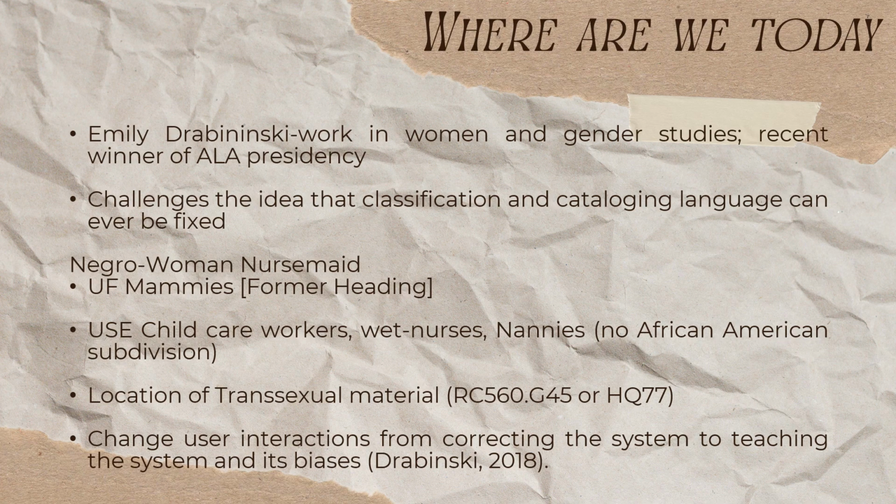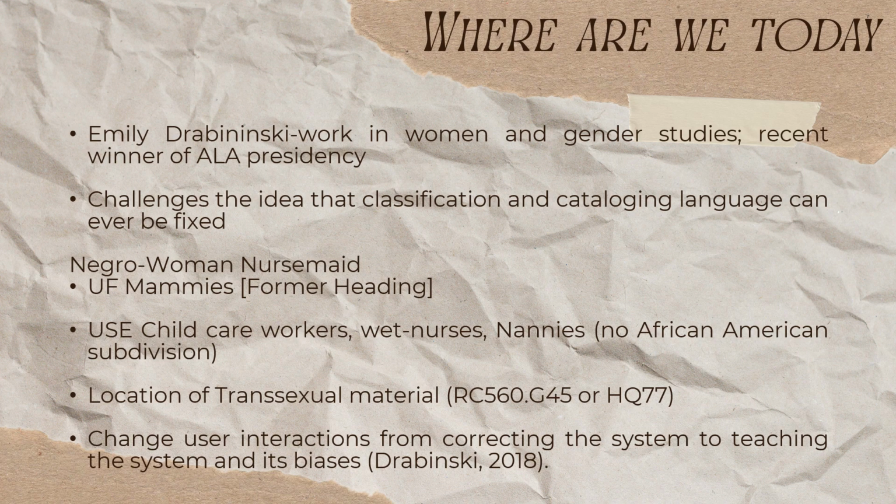But do we really want to change? Emily Drabinski, known for her work in women and gender studies librarianship and recent winner of the ALA presidency, has been writing of a new way of addressing the inequities of the Library of Congress subject headings. She challenges the idea that the classification and subject language will ever be fixed, since just as the Library of Congress classification and cataloging decisions can be critiqued, those who consider themselves fighting for social justice reflected within these headings could also find themselves disparaged in later years.